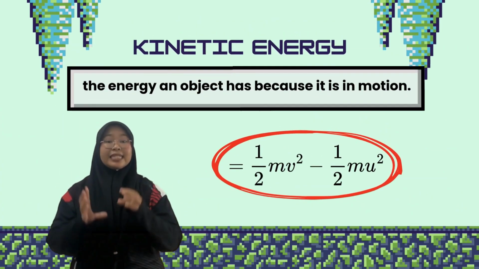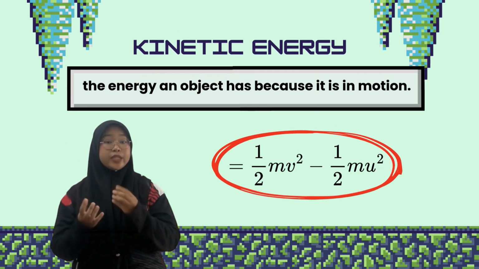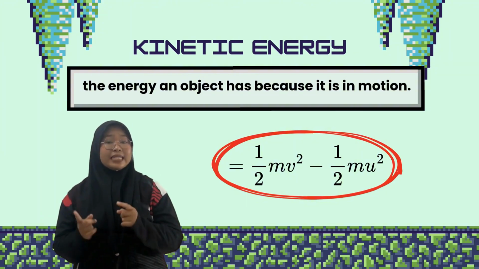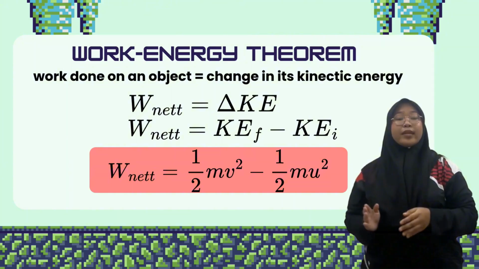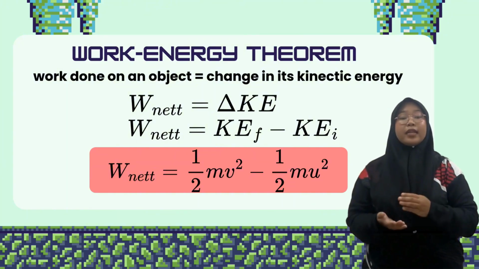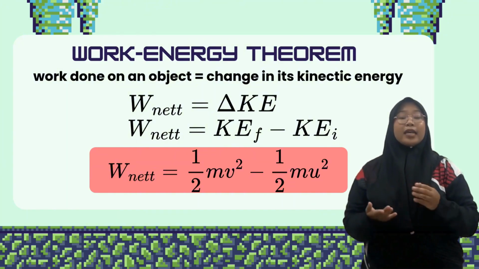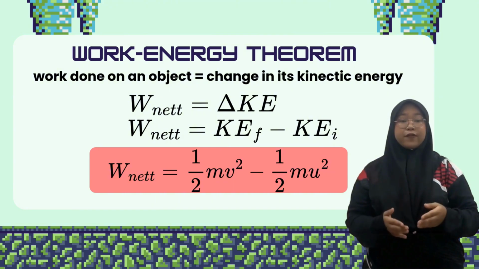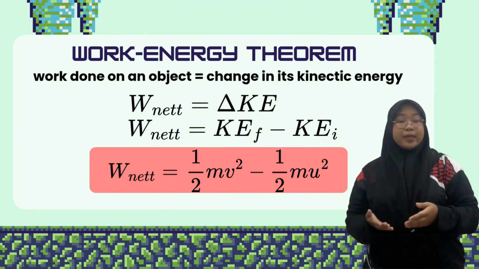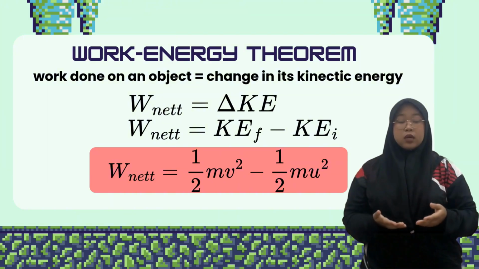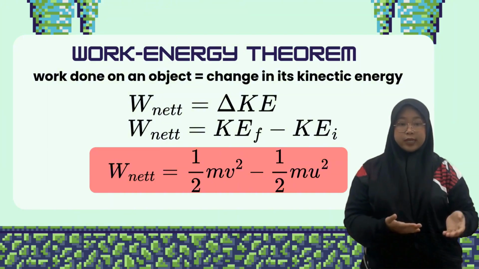Kinetic energy is the energy possessed by an object due to its motion. It is given by this formula. So, that's why we get this form as our final work energy theorem formula as we substitute the kinetic energy formula into it. Using this theorem, now we can explain how different types of work affect the motion of an object.